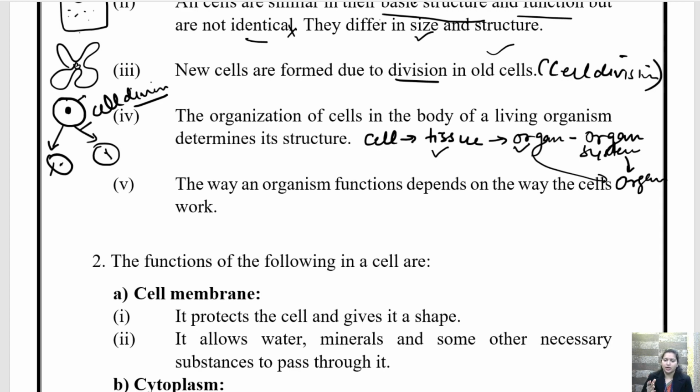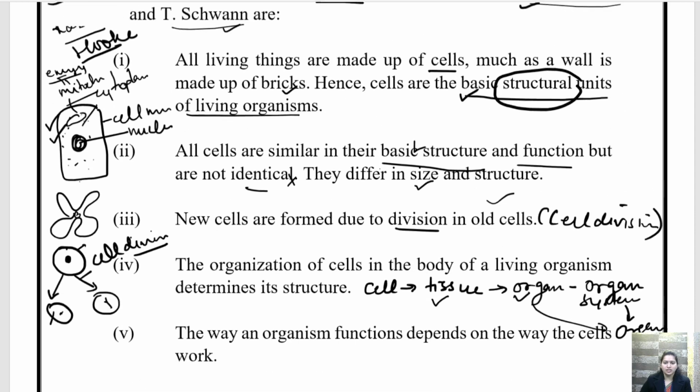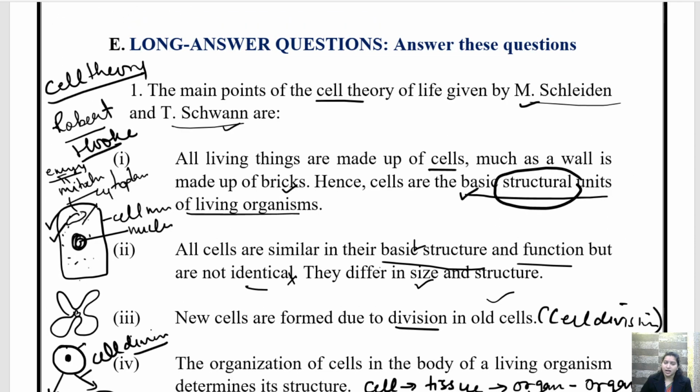Getting it? In the same way, the function that one cell in our body is performing is the function that our body performs. Getting it? The amount of energy a cell is generating is the amount of energy that we have in us to do any work. Okay? So this is the fifth point in the cell theory, that the way an organism functions depends on the way the cell works. जैसा सेल काम करता है वैसे ही हमारी बॉडी काम करती है. Okay, so these are the cell theories given by Schleiden and Schwann.